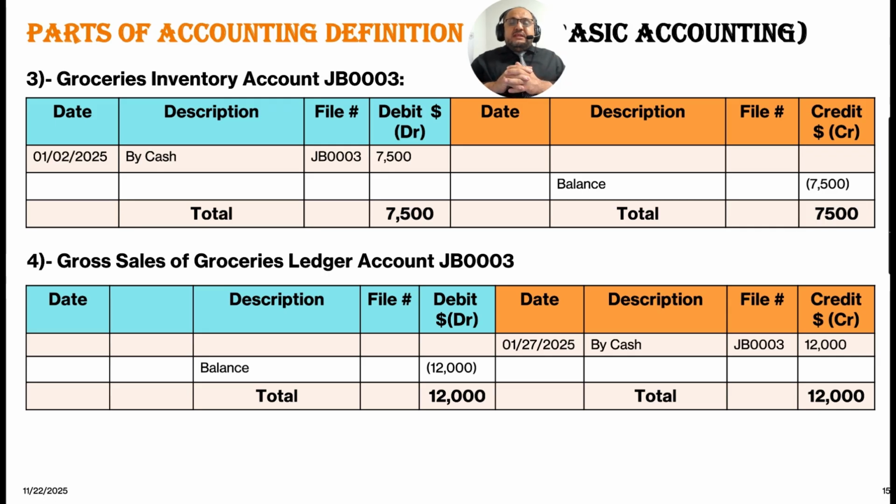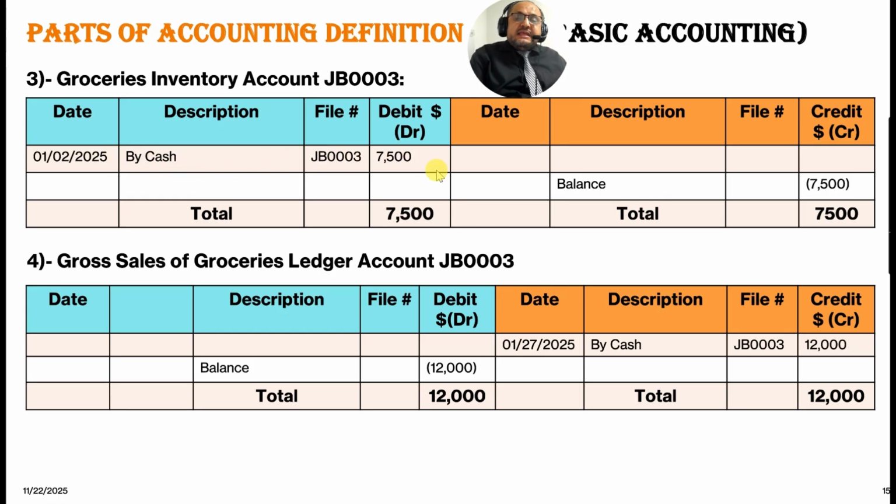In this groceries, some of the items, those whose life is more than 1 year, are called fixed assets, and those which are less than 1 year are called current assets. So this groceries account consists of both current assets and non-current assets. Our groceries account is debited 7,500 by what? By the source of cash.